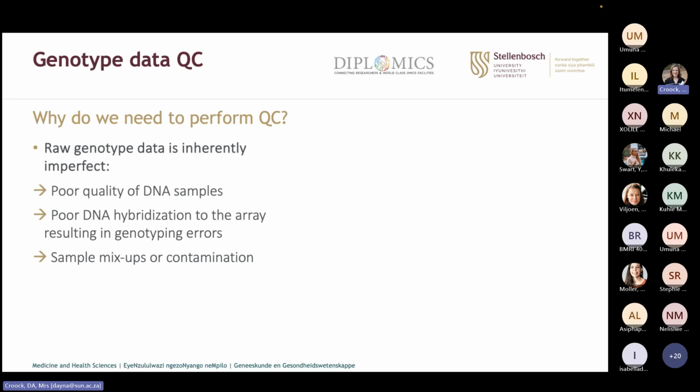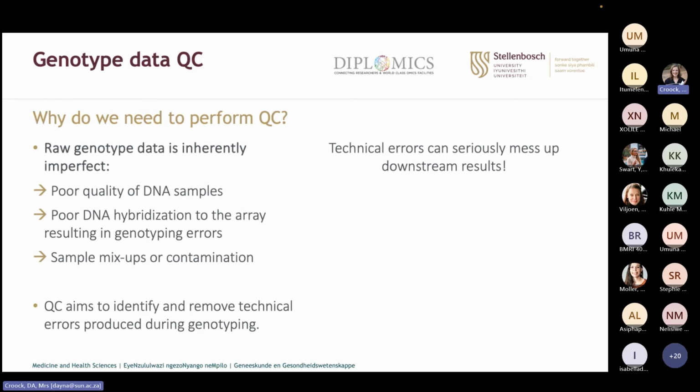And this is our fault, and we need to control for this. Otherwise, we're going to get problems. So quality control aims to identify these errors and remove these technical errors before we move on to our next steps. This is because technical errors can seriously mess up our downstream results.